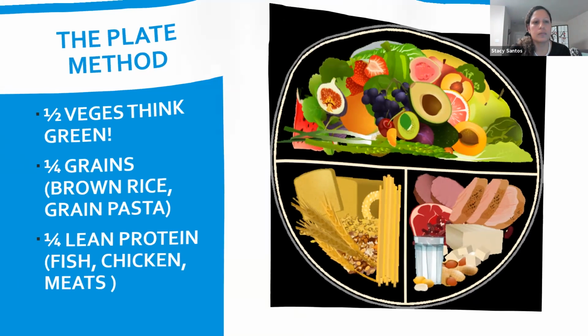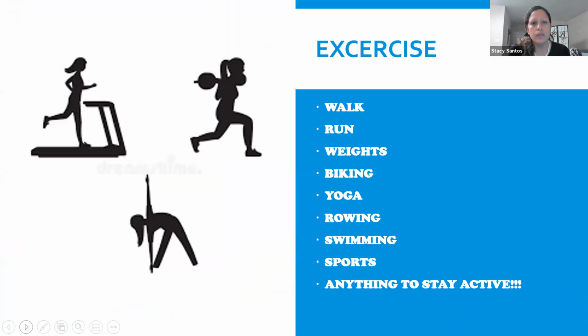Exercise. Anything you can do: walk, run, weights, if you have hand weights, biking, yoga, rowing, swimming, sports, anything to stay active. The easiest thing for everyone to do is walk. If you don't have treadmills, you don't have a bike, you hate yoga, you're like, I am not rowing and I don't swim. Okay, so you just eliminated everything. But I will tell you what, and you don't run because you're like, no, we can't be running. That's a lot. We walk.